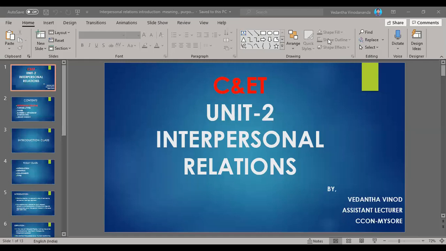CET, Communication and Educational Technology, Unit 2, Interpersonal Relations. This is the second unit of Communication and Educational Technology, interpersonal relation. That is the relationship between the two persons.